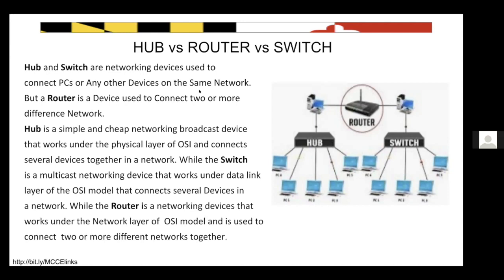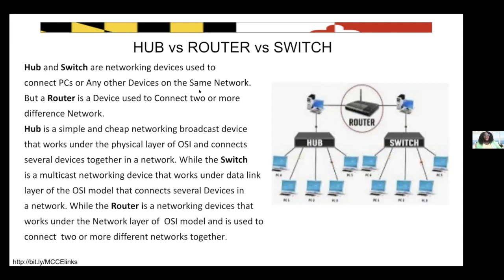So in my school, we have classrooms that have computers that are daisy chained together, and they hook to the wall. You're saying that the wall jack is the hub?